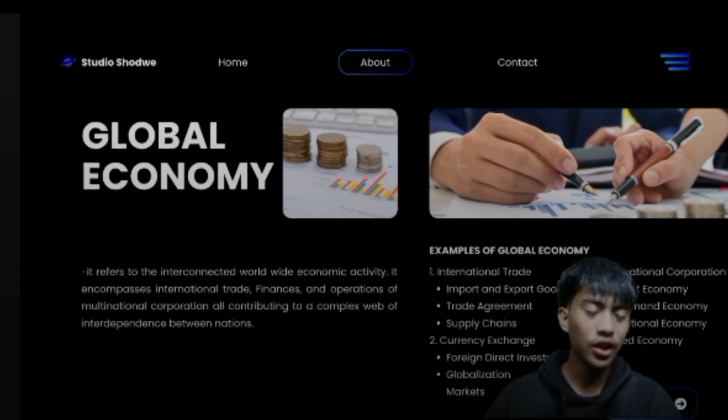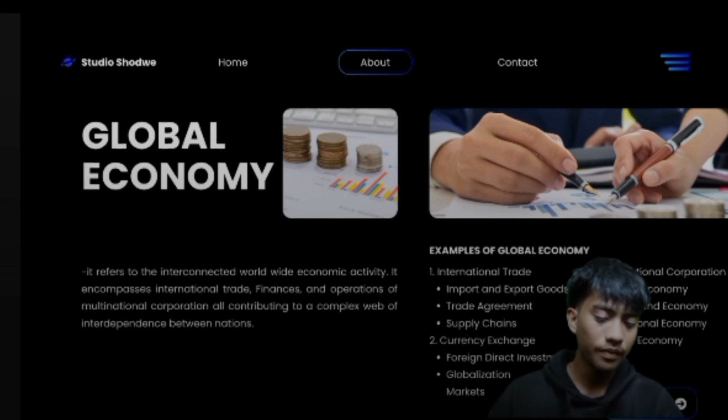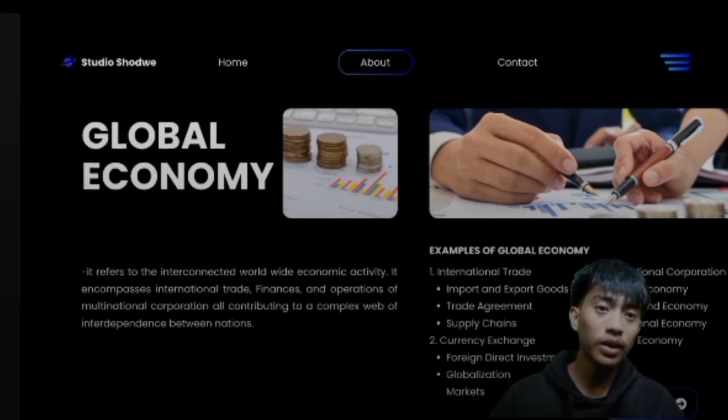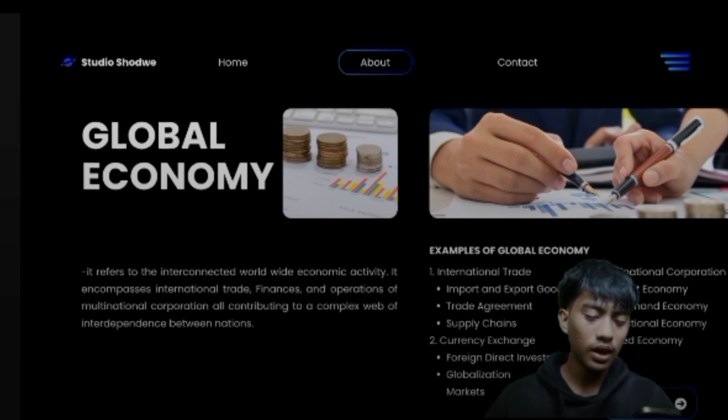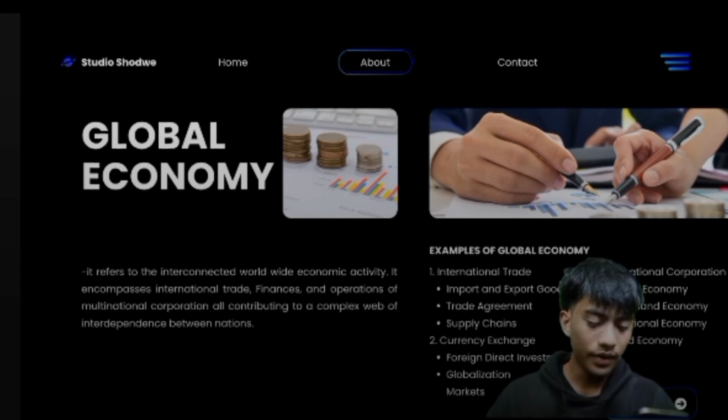Number 1 is international trade. Under international trade is import and export of goods. So what is import and export of goods? It is when countries specialize in producing certain goods or services and trade them with other nations. For example, a country might import raw materials and export finished products. Second under international trade is trade agreements. Agreements like NAFTA, now USMCA, or the European Union reduce trade barriers between member countries, facilitating the flow of goods and services.